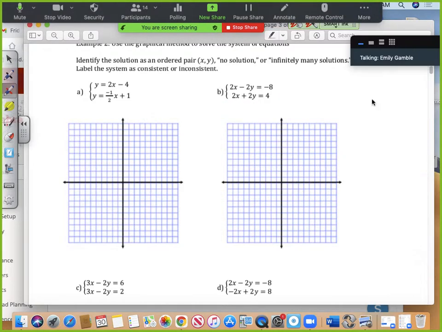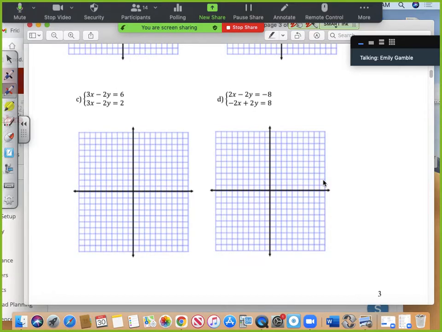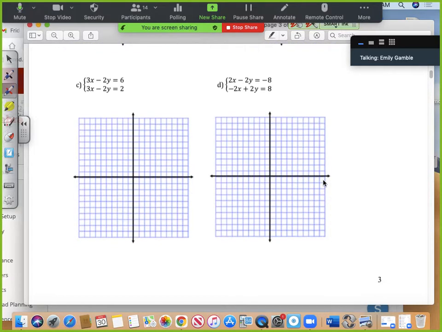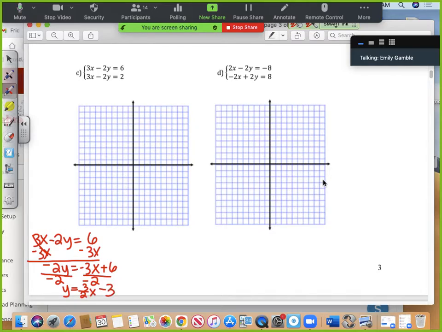All right, moving on to the next one, letter C. The first step, again, is to take both of the equations and solve them for y. So for the first one, 3x minus 2y equals 6. I'll subtract 3x from both sides. I get negative 2y equals negative 3x plus 6. Dividing everything by negative 2, I get y equals positive 3 over 2 x minus 3.